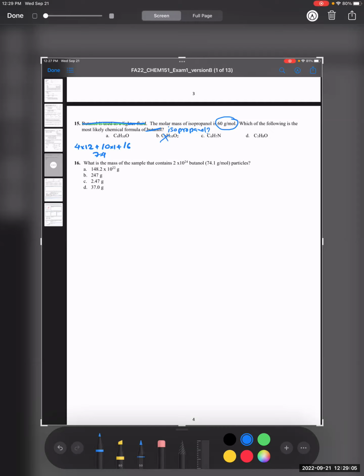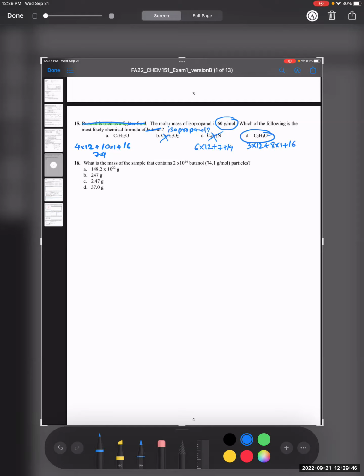And then C6H7N, 6 times 12 is 72. Therefore, that is not 60. We haven't even added 7 hydrogens and the nitrogen here. Therefore, option C is out. And the last option is 3 carbons, that is 3 times 12 plus 8 times 1 for 8 hydrogens plus 16. If you add this up, 3 times 12 is 36. 36 plus 8 is 44. 44 plus 16 is 60. Therefore, the correct answer must be option D.